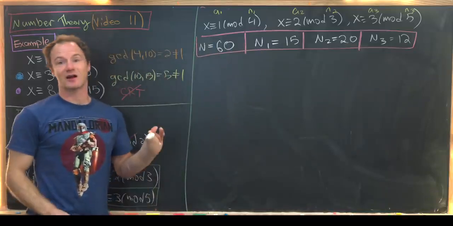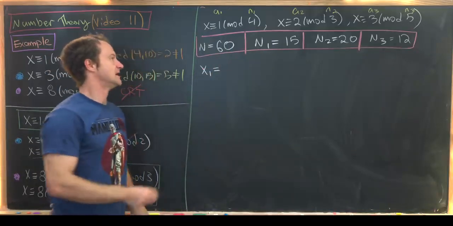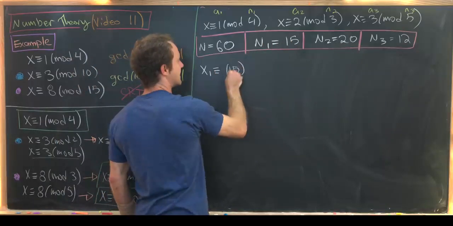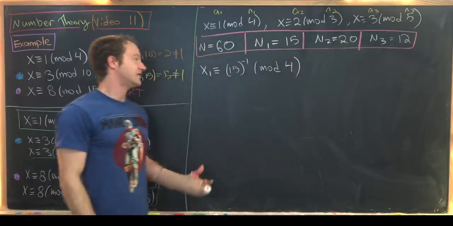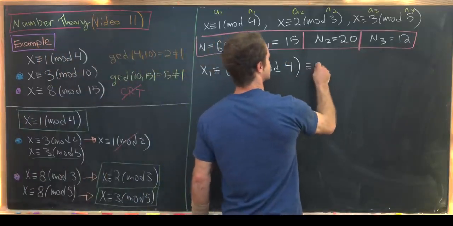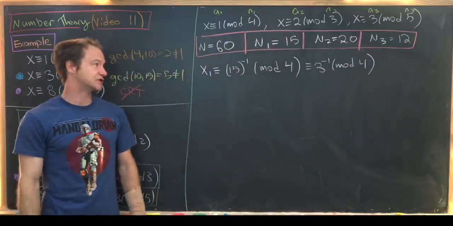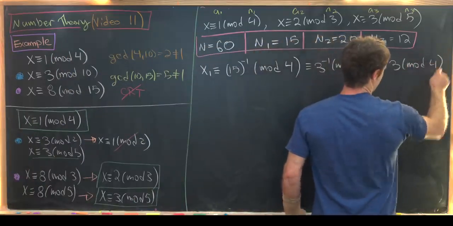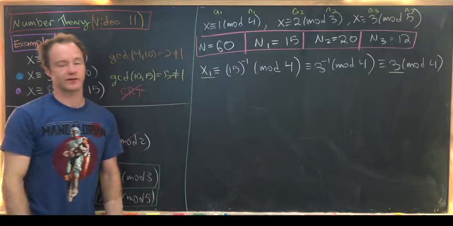Now we're ready to calculate our x1, x2, and x3. So let's recall that our x1 is congruent to capital N1 inverse, so that'll be 15 inverse modulo little n1, so that'll be 15 inverse mod 4. But let's notice that 15 is equal to 3 mod 4, so this is 3 inverse mod 4. But then 3 times 3 is 9, which is 1 mod 4, so 3 is its own inverse. So we have this is 3 mod 4. So in the end, we see that our x1 is equal to 3.